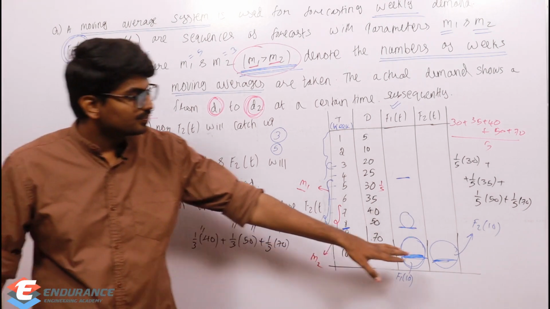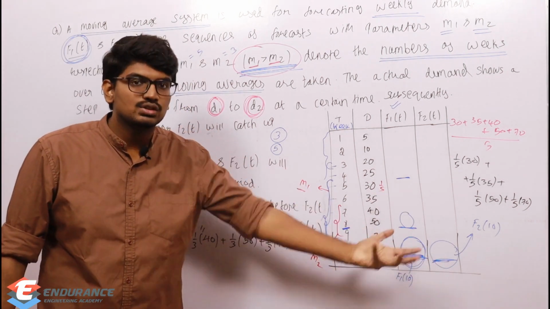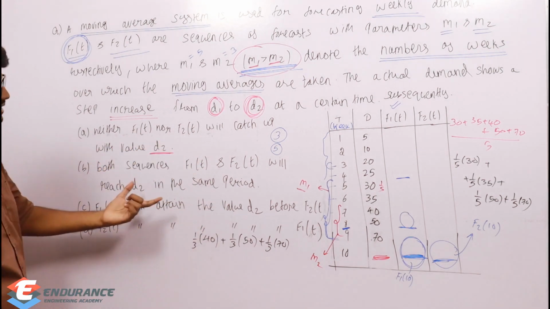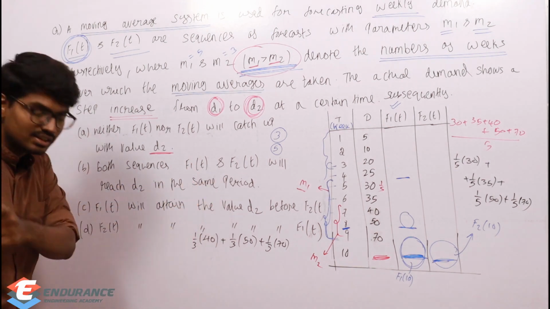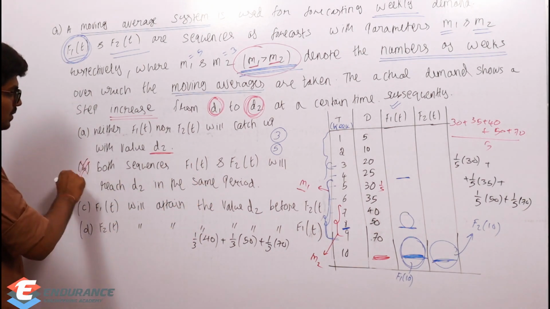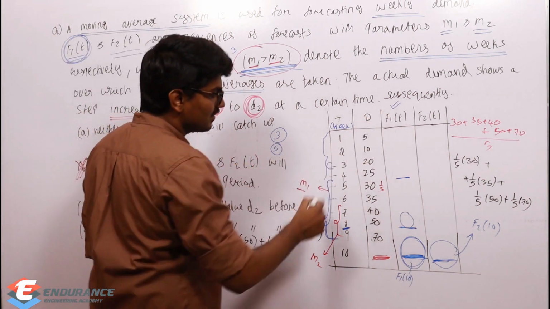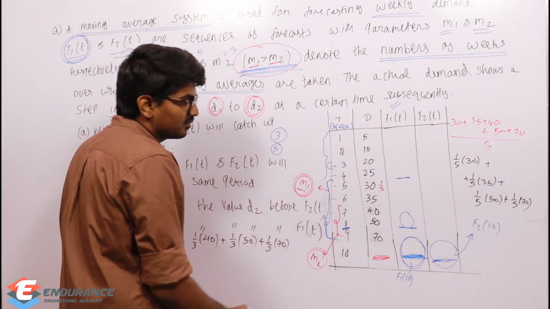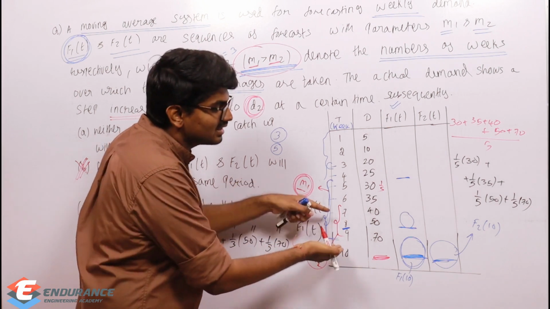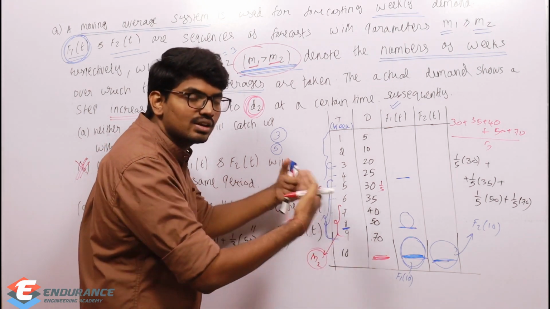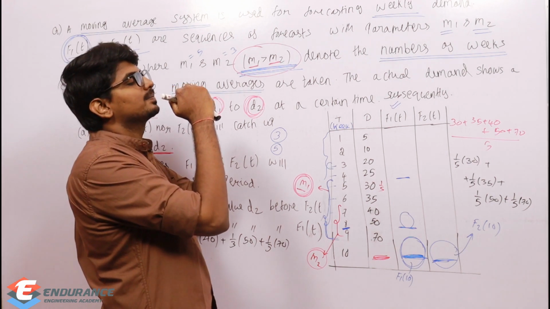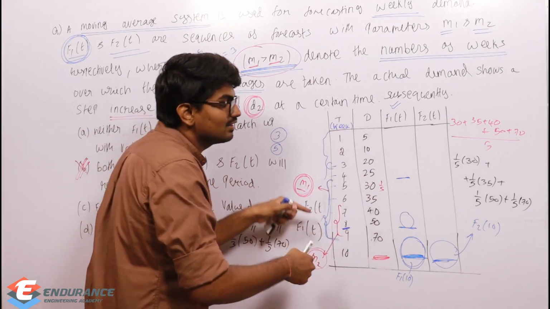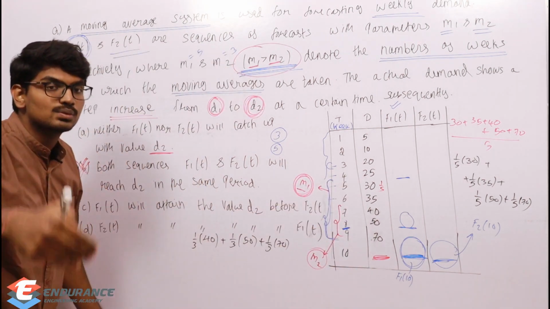So which one is going to reach the actual demand soon out of these two? Neither F1 nor F2, that is not going to be correct. Both sequences F1 and F2 will reach D2 in the same period? No, it is for sure no. Why? Because F1 is having more number of periods, but F2 is having less number of periods. So F2 has more recent values and gives more weightage to our latest value. Since it is giving more weightage to our latest value, it will reach the actual demand soon.